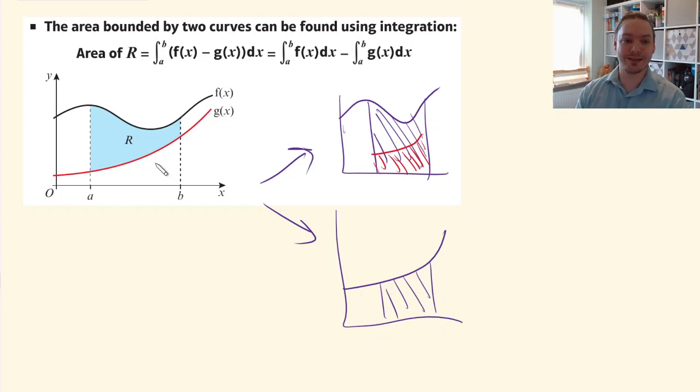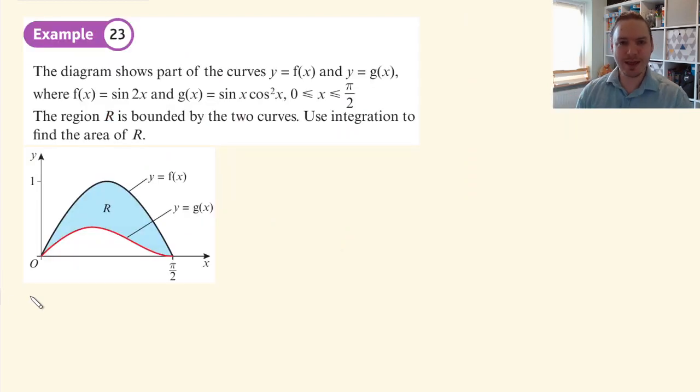So in order to find this sort of area between two curves, we subtract the functions and integrate, or integrate them separately and subtract the two answers. Those two things are equivalent. And therefore we can tackle problems like example 23.